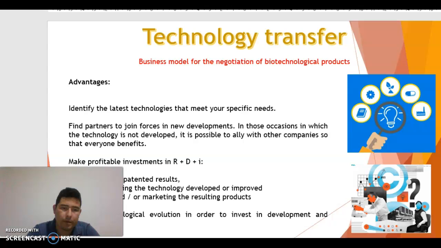R&D, licensing the patent results, commercializing the technology developed or improved, promoting and/or marketing the resulting products, observe technology evolution in order to invest in development and research.